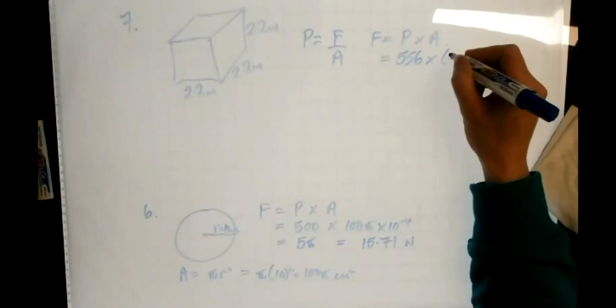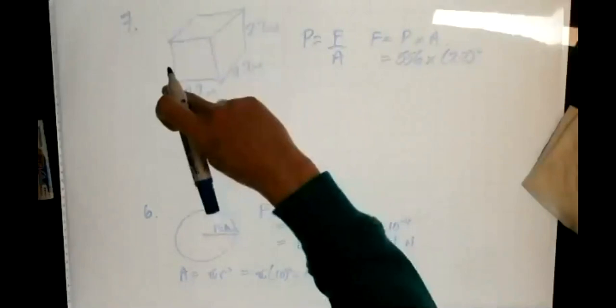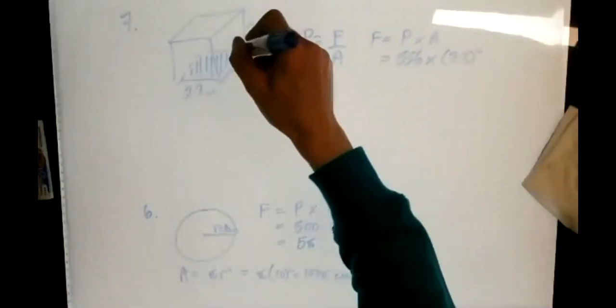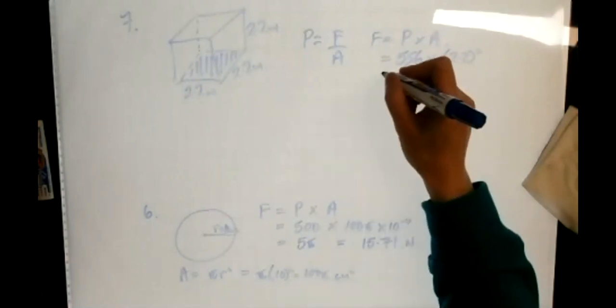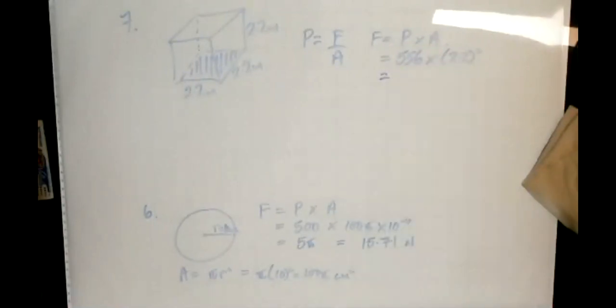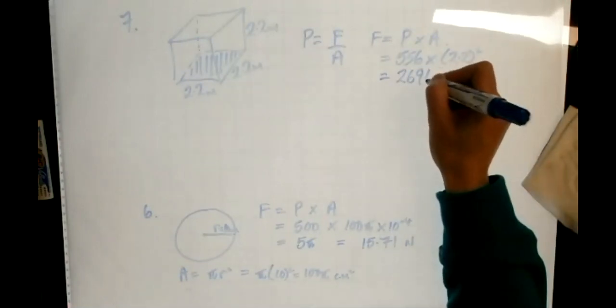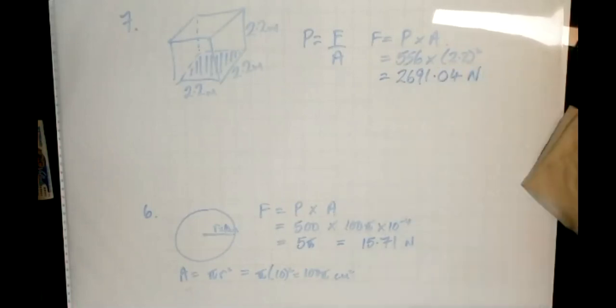Now the area of the surface is a square, 2.2 by 2.2, since it is a cube. So work out the area on the calculator, then multiply by the pressure. That gives the force in newtons.